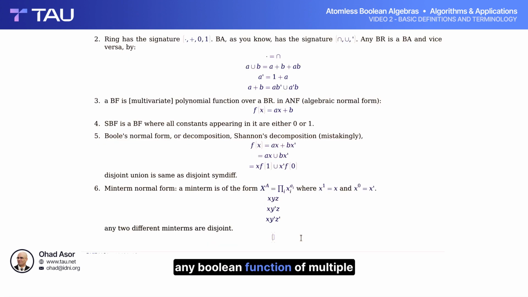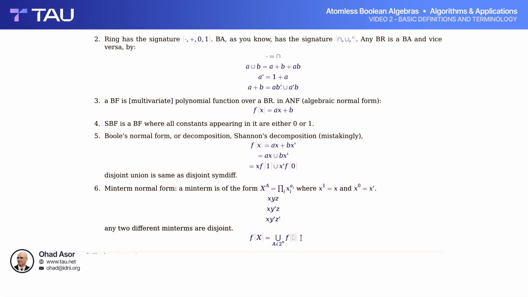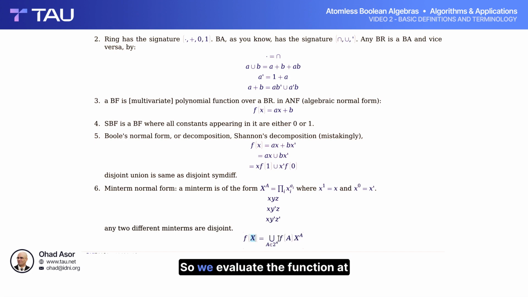Now, any Boolean function of multiple variables can be written in minterm normal form in this way. Here I write a big union, but in the very same way I could write a sum, because we are going to have a disjoint union, and as we said above, it's the same as the symmetric difference. A runs over all n-bit strings if x is a tuple of n variables. So we evaluate the function at all possible zeros and ones, and we multiply by the corresponding minterm.